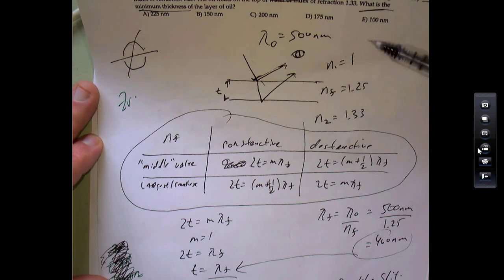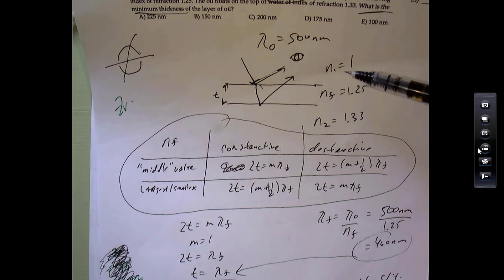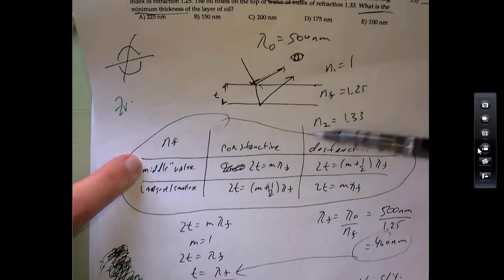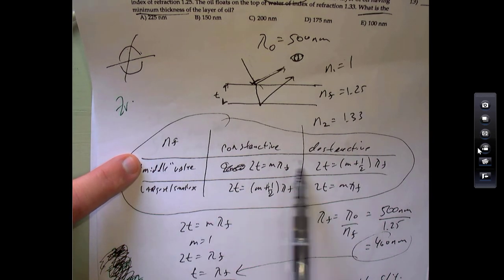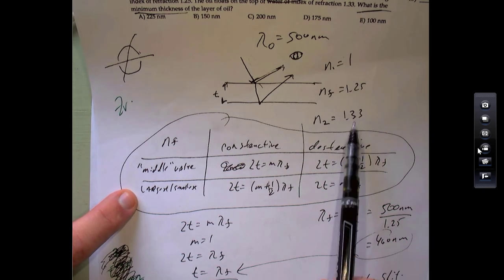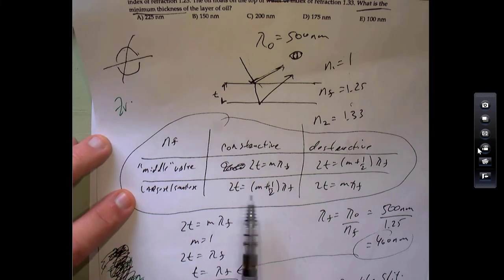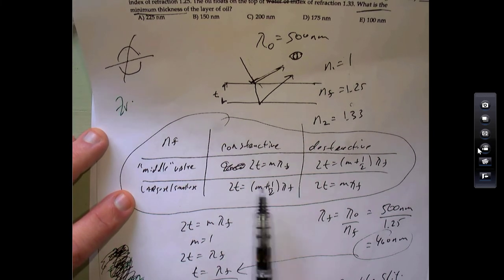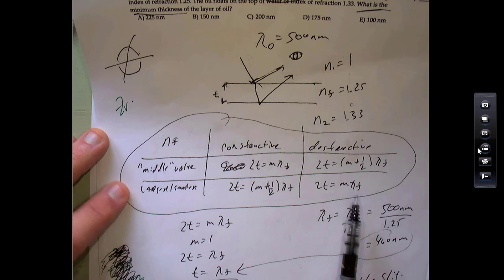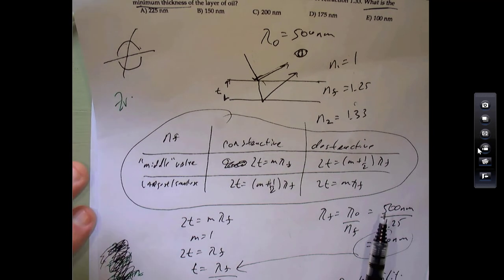Determine, first of all, do you have destructive or constructive, and then look at the relative indices of refraction. Middle value, use this information, constructive versus destructive. Largest or smallest value, okay, if it was the largest or smallest, you would use this. This is for constructive. This is for destructive. Okay? Good. So you'll definitely see a thin film problem on the test.